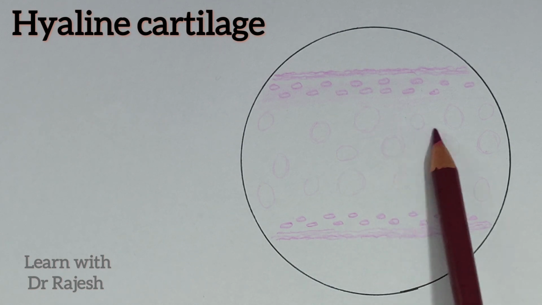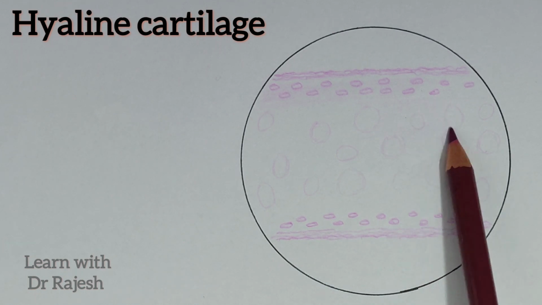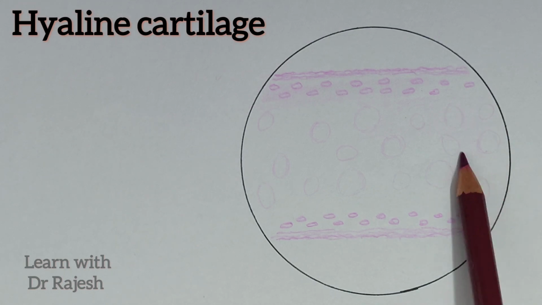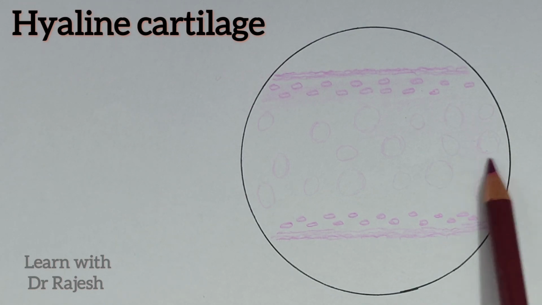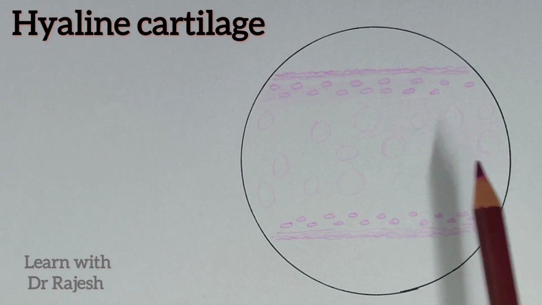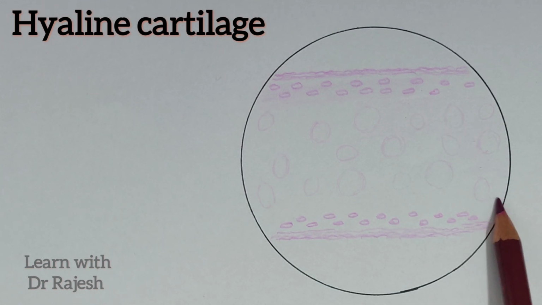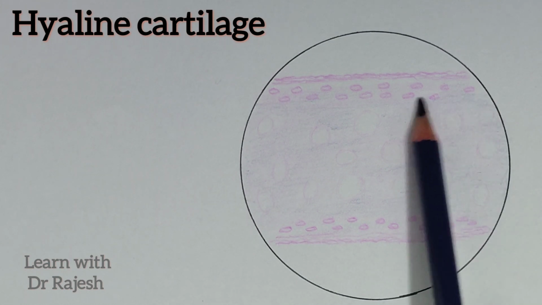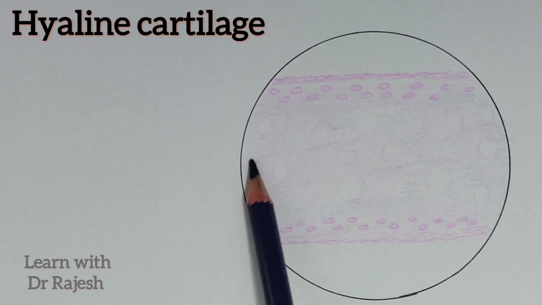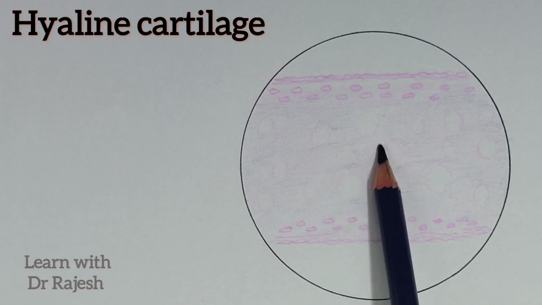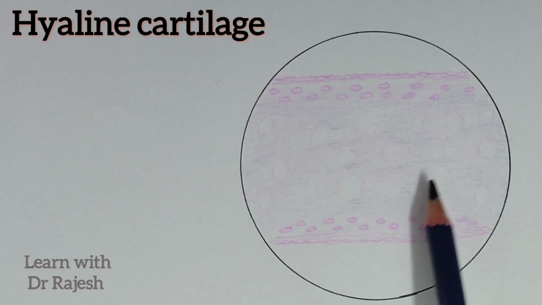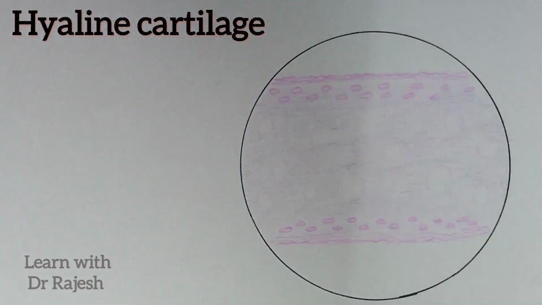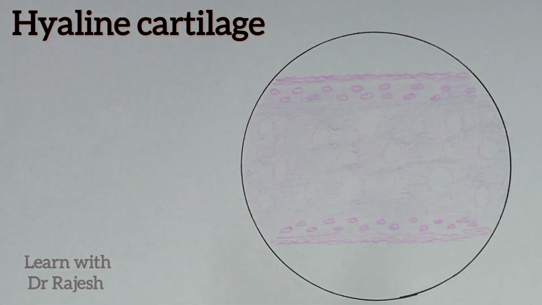Matrix mainly consists of type 2 collagen fibers and chondroitin sulfate. The matrix will be glass-like, homogeneous in appearance. Since it is glass-like, it is called hyalose. Hyalose means glass-like. That's why the term hyaline cartilage is coined. The matrix is slightly basophilic. So after shading with eosin, we have to use hematoxylin so that the matrix looks slightly basophilic.